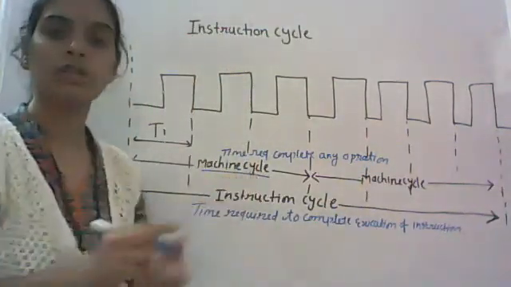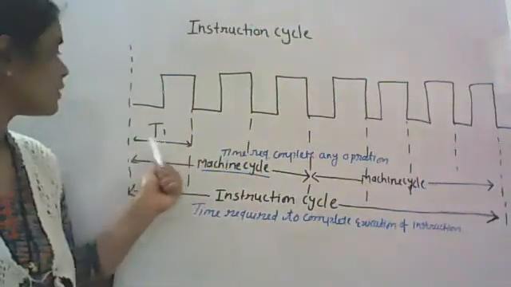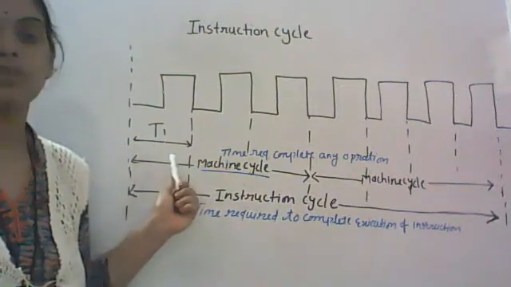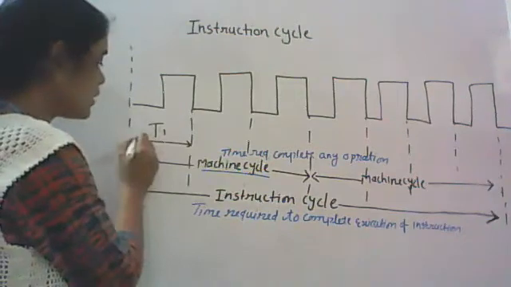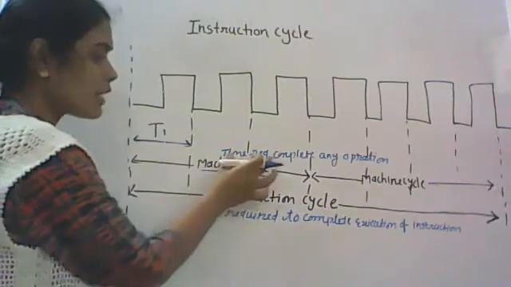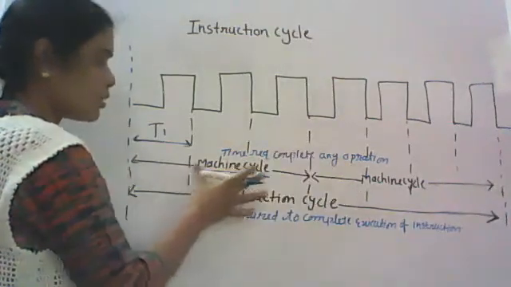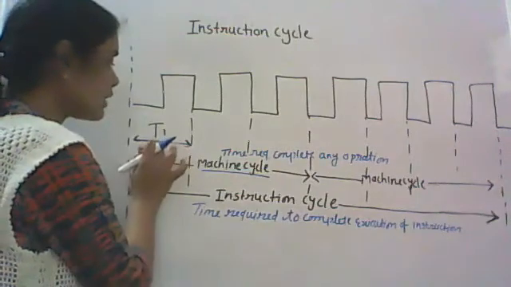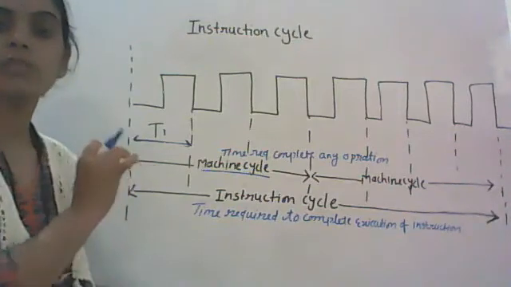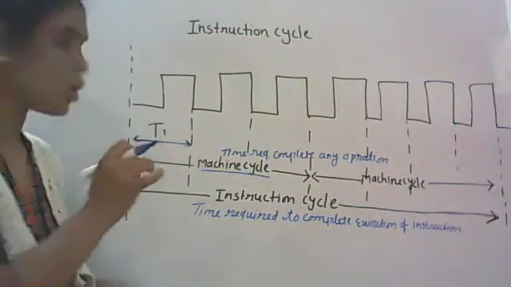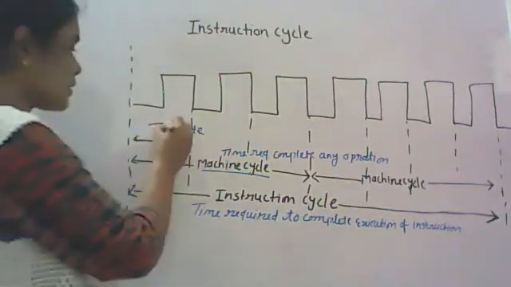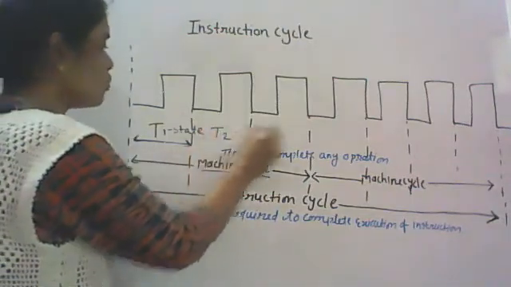Now you see the T-state. T-state is a subdivision of operation. Machine cycle is the time required to complete any operation. This is the one operation. And T1 is a subdivision of the operation which is performed in one clock period. It's called a T-state. T2, T3.